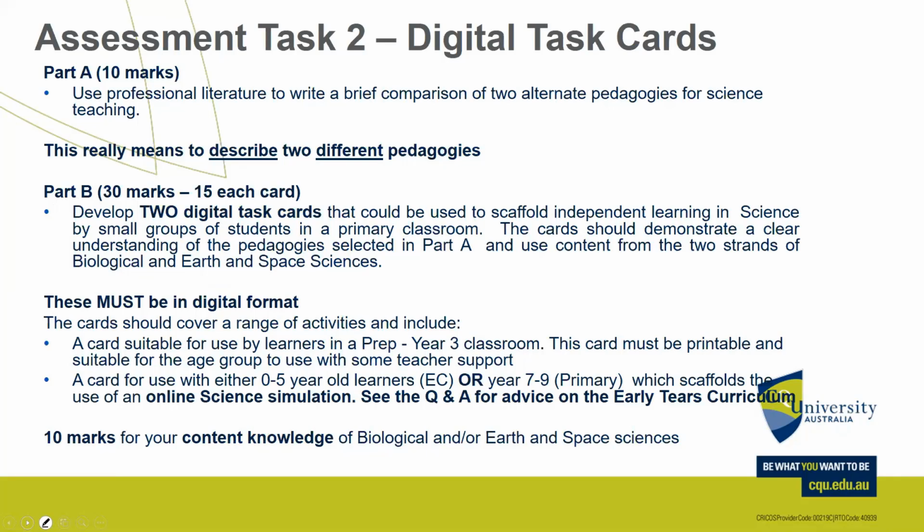So let's talk a little bit about assessment task number 2, okay? And can I pause at this stage and open the floor for any particular questions? I really want to work with some of the things that are bothering you at this stage.